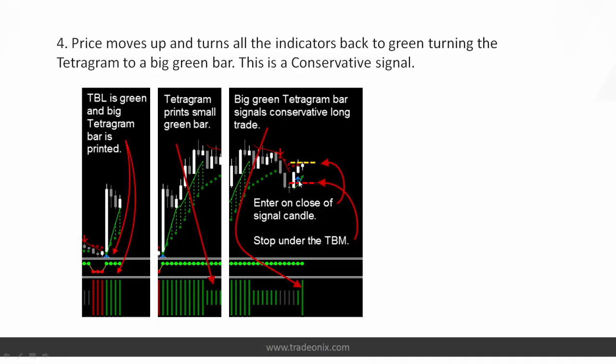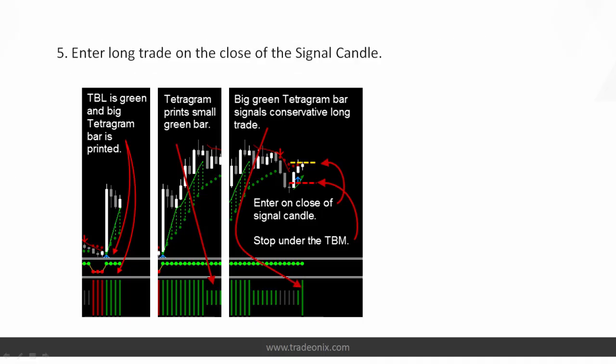Everything starts moving back again. We get the switch and the TBS turning green, and that means we get a small green tetragram bar. And on this little candle, the TBM switches back to the proper side, and that gives us the big green tetragram bar. This is the conservative signal. We're going to enter long on the close of that candle, and that is where the yellow line is. That is where we enter the long position.